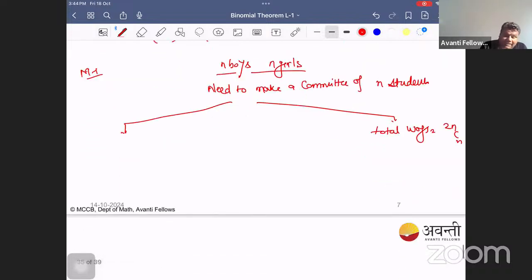Now if I start selecting student wise: nC0 · nCn, where the first n is for girls, so you did not select any girl, you select all boys. Or nC1 · nC(n-1): all n boys, no girl, or one boy, n minus one girls. Or two boys and n minus two girls, and so on. All n girls and no boy. Am I correct?